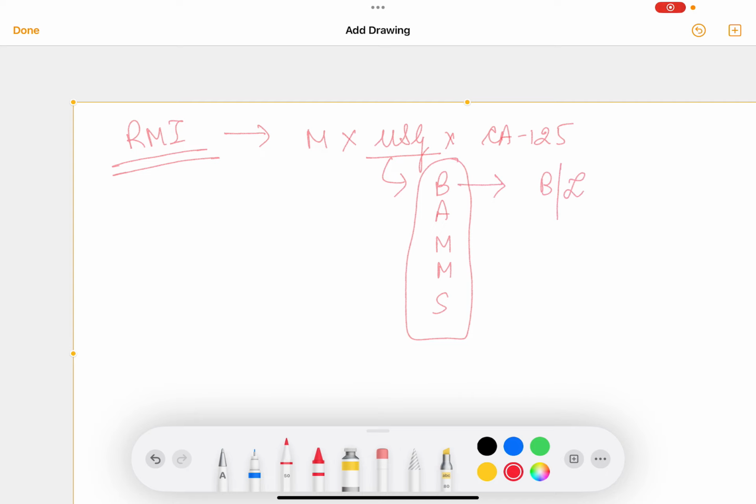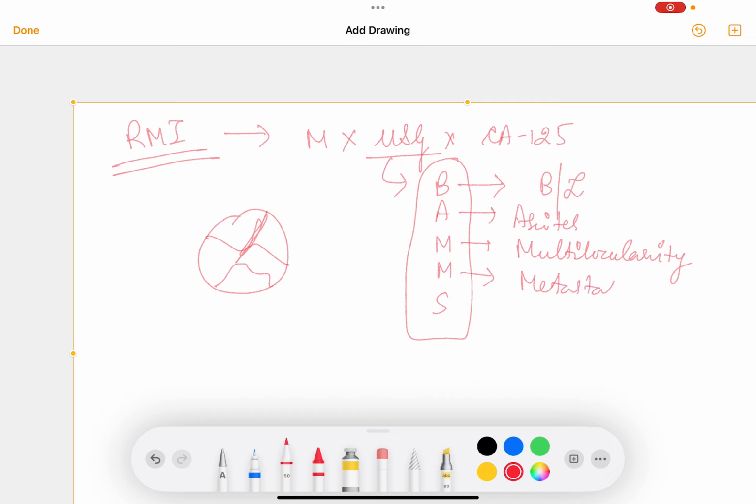If an ovarian mass is bilateral, there is more chance of malignancy. A stands for ascites; if ascites is present with it, then more chances of malignancy. M stands for multilocularity. Multilocularity means there is internal septa present and it is divided into 2 or 3 parts; if it is a multilocular cyst, then the chance of malignancy is more. The next M stands for metastasis. If metastatic lesions are there, then the chance of malignancy is more. And S stands for solid areas. If these features are present, then there are more chances of having malignancy.